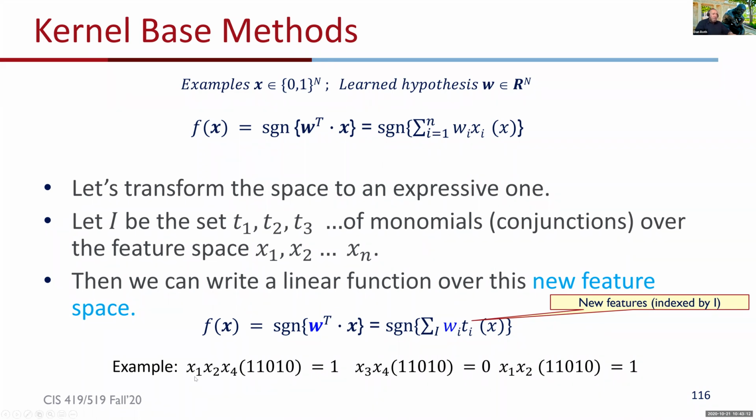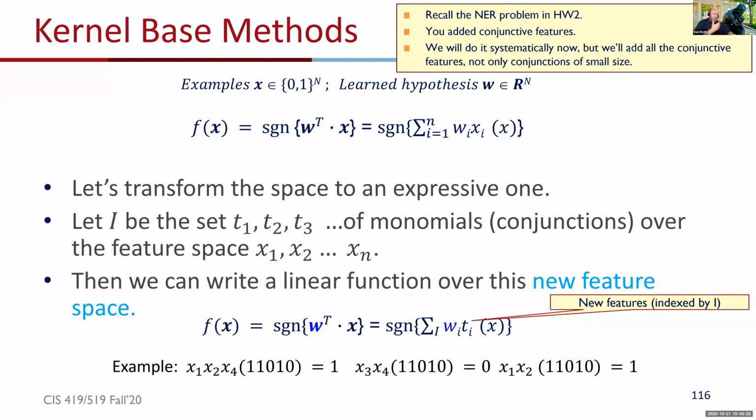For example, you already know how to compute features. If my feature is x1 and x2 and x4, its value on the example is 1. It's as if I've written here 1. If the feature is x3 and x4, its value on this example, the original example, is 0, and so on. So again, you can think about the previous 2 homeworks, not only the NER, but also what you've done in homework 1, where you took some expressive features and computed them on the examples. That's basically what we're doing here, a transformation from one feature space to another.